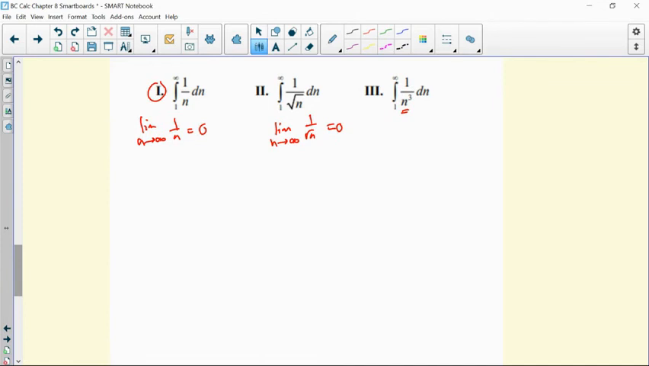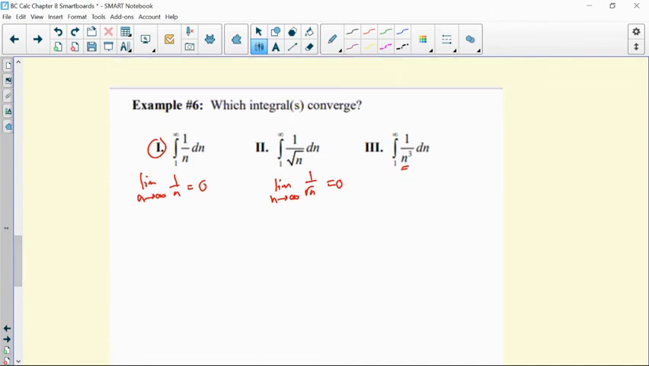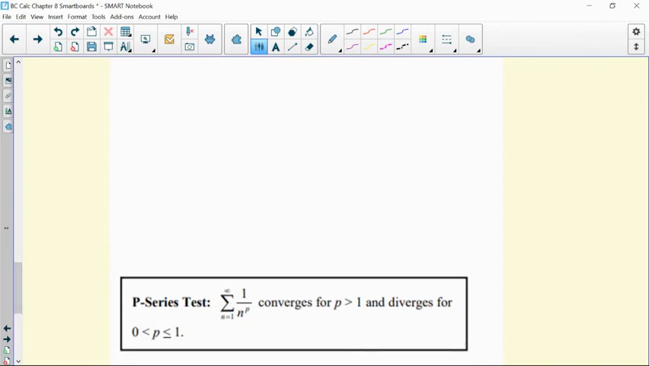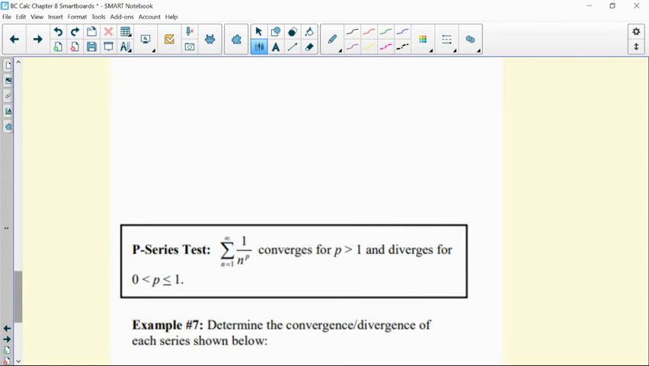So to answer the question, which ones converge, only 3. Now, I don't really have a very formal way to say that just yet until we get down here to this p-series test. It's called a p-series because of a power series. Like, what is your power? So if it's written in this format, where you have something to a power, it will converge as long as your p is greater than 1.